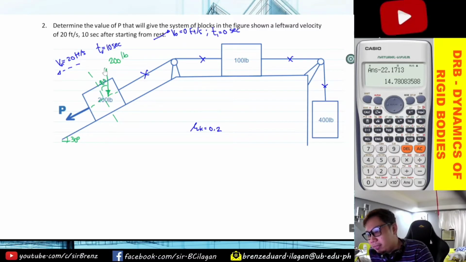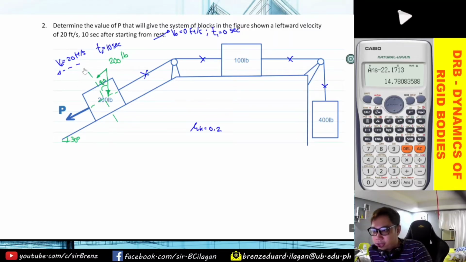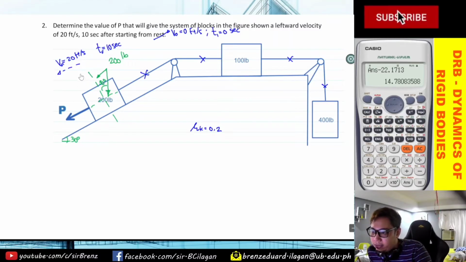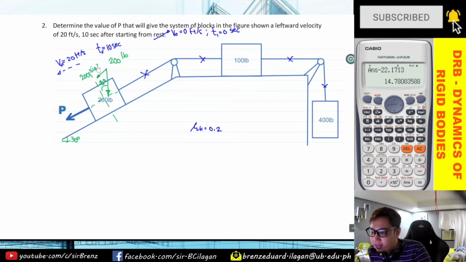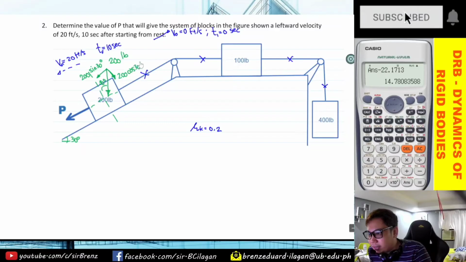So, meaning, this component will also contribute to the force P, with its direction the same as the force P. So how do we get that component? That is 200 sine of 30. And then the Y component is 200 cosine 30. We need that.